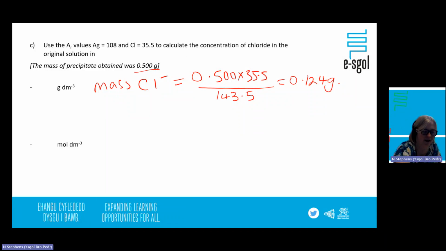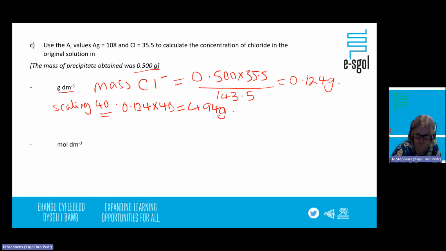Now it asks you for it in grams per decimeter cube. So if you think about it, the scaling factor in this case would be 40. So, of course, it's 40 because there are 40 25 mLs in a decimeter. So in that case, you had to scale up by a factor of 40, which gave you then 0.124 times 40, gives you an answer of 4.94 grams per decimeter cubed. Okay. Pen isn't behaving today, unfortunately. Right.